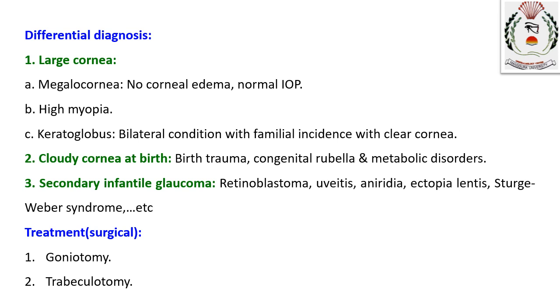Keratoglobus is a bilateral condition. There is enlarged size of the globe, and the cornea also is enlarged, with familial incidence, but the cornea here is clear. So we must differentiate primary congenital glaucoma from these causes of large cornea. Primary congenital glaucoma presents with corneal edema and cloudy cornea, but there are other causes that may cause cloudy cornea at birth, such as birth trauma, metabolic disorders, and congenital rubella syndrome, which we must exclude.